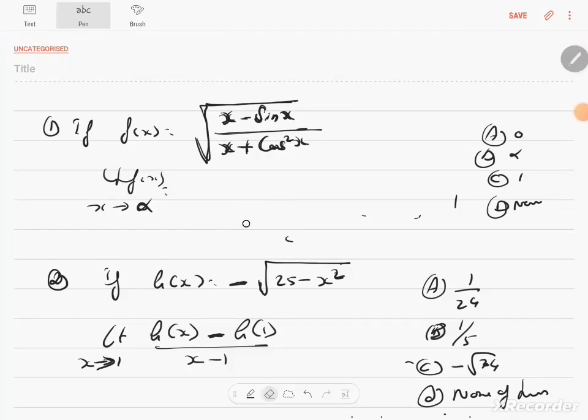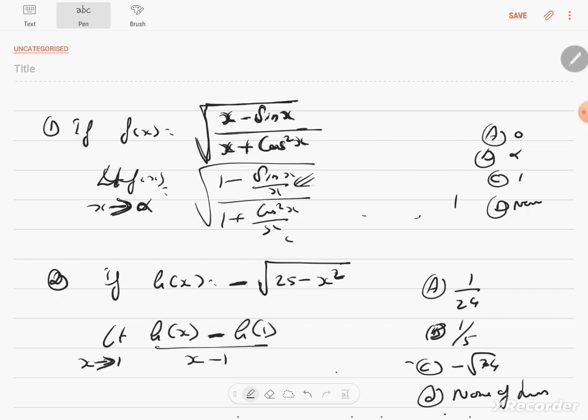So the first question is where they're asking you to find the limit of f of x as x tends to infinity. The function is (root of x plus sin x) by (x plus cos squared x). Since it's infinity, you have to somehow bring the x down. So it's (1 minus sin x by x) by (1 plus cos squared x by x).